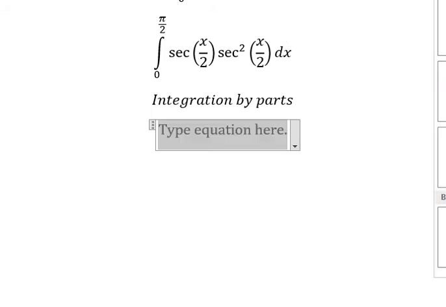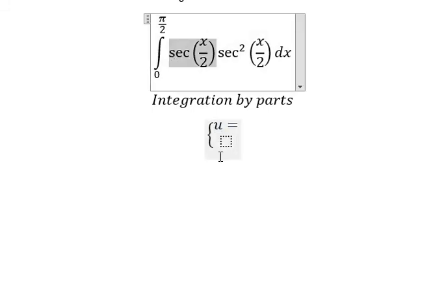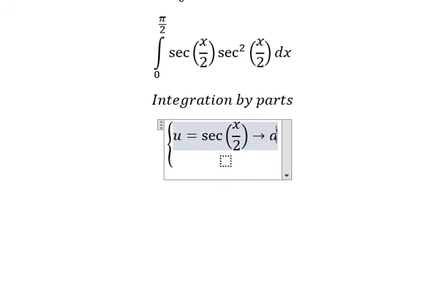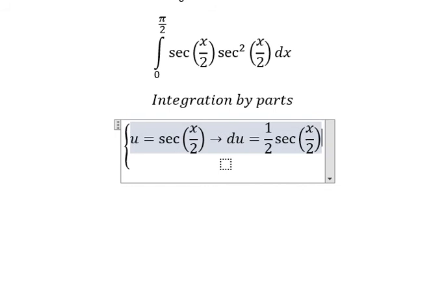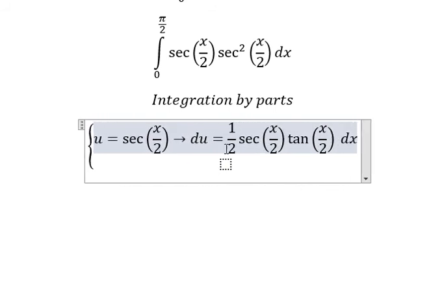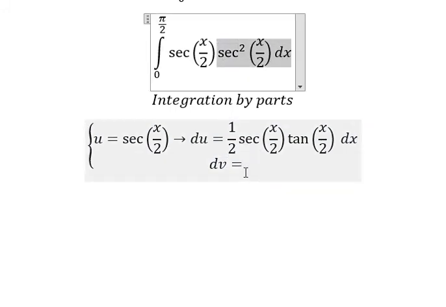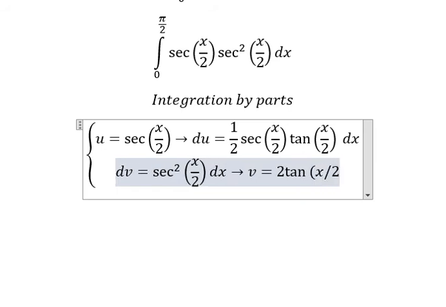So we have u equals to this one. So if we do first the derivative of this one, we have du equal to 1 over 2 secant of s over 2 and tan of s over 2 ds. dv, we have this one in here. The integration of this one, we will have about v equals to number 2 tan of s over 2.